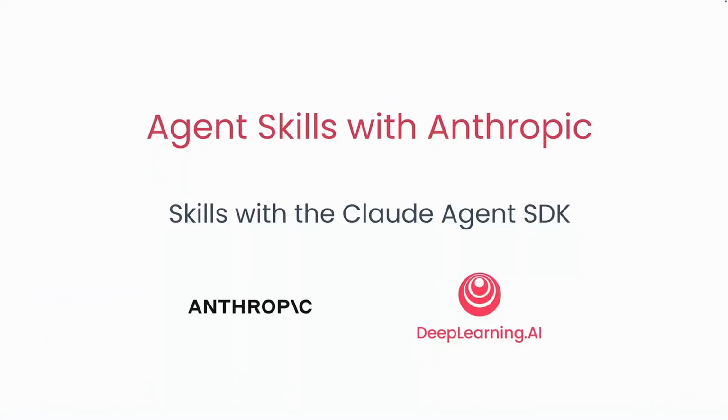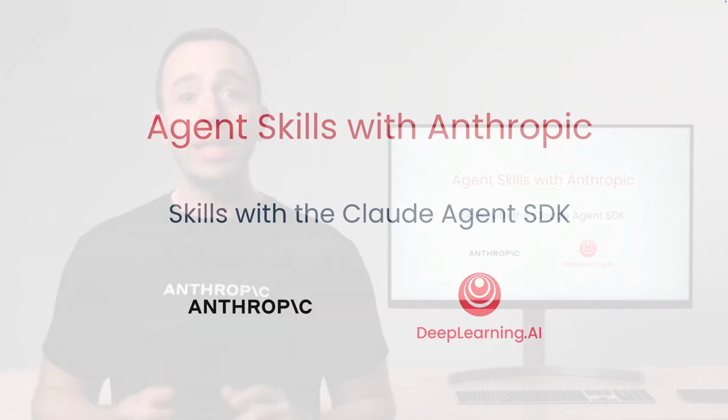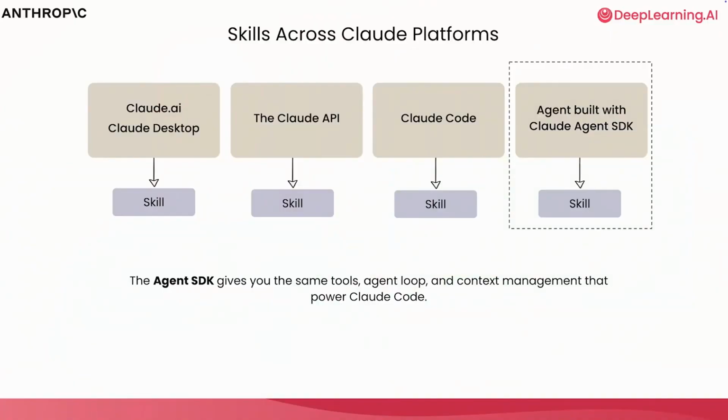In this final lesson, we'll create a research agent using the Claude Agent SDK. The agent will use a skill to create a learning guide for an open source tool based on its documentation, GitHub repo, and web search. Let's go. Now that we've seen how to use skills on the web with Claude, using the Messages API and Claude Code, let's talk about how to use skills with the Claude Agent SDK.